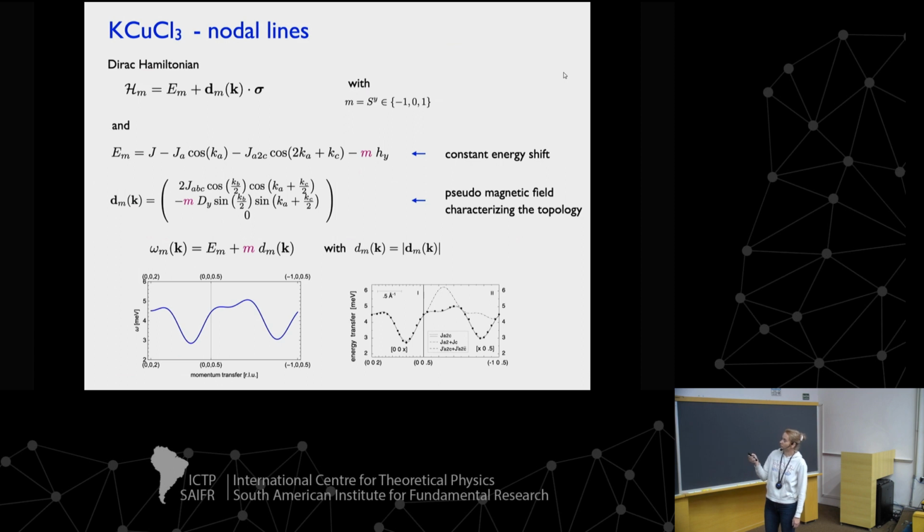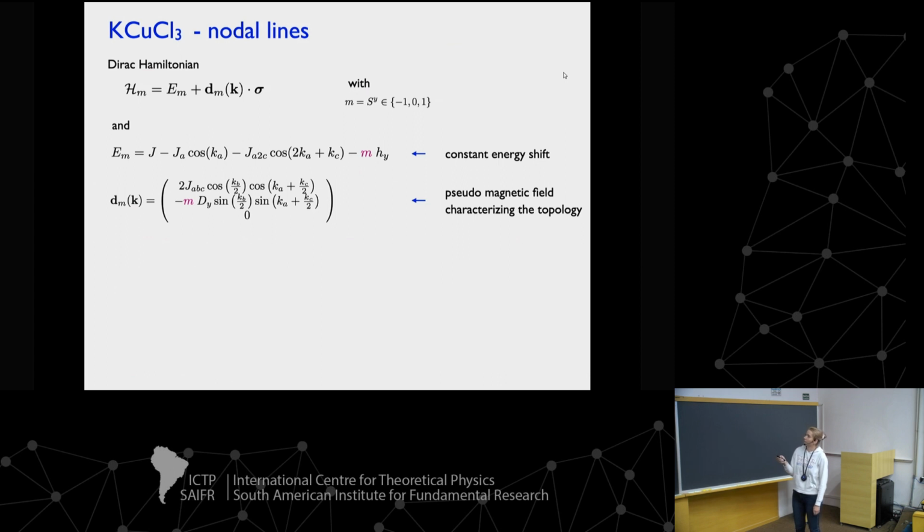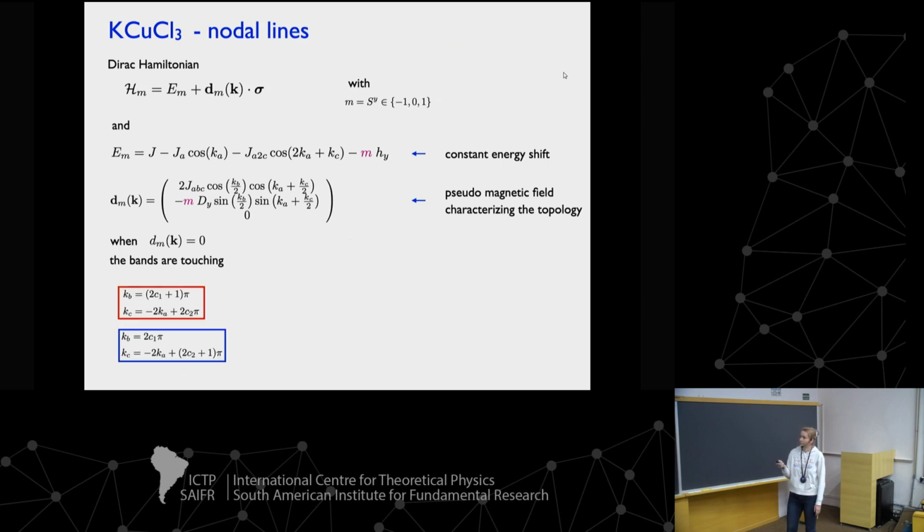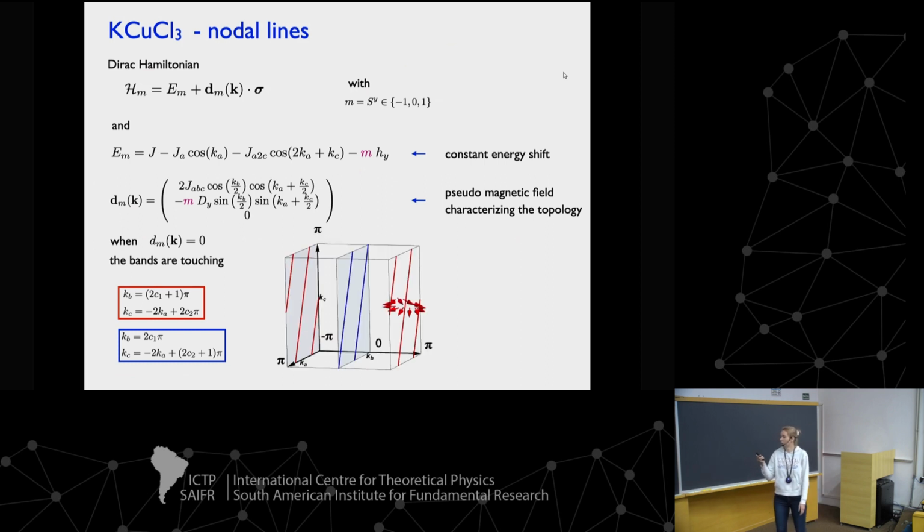Right, and now we want to see the effect of the small anisotropies. This D vector will contain all the information that we need to know about the topology. When the D vector becomes 0, the bands are touching, and one can determine very easily where those touchings are going to be. So these are nodal lines in the band structure of this system, and we can calculate the topological index by looping around these nodal lines and integrating the Berry phase, right?